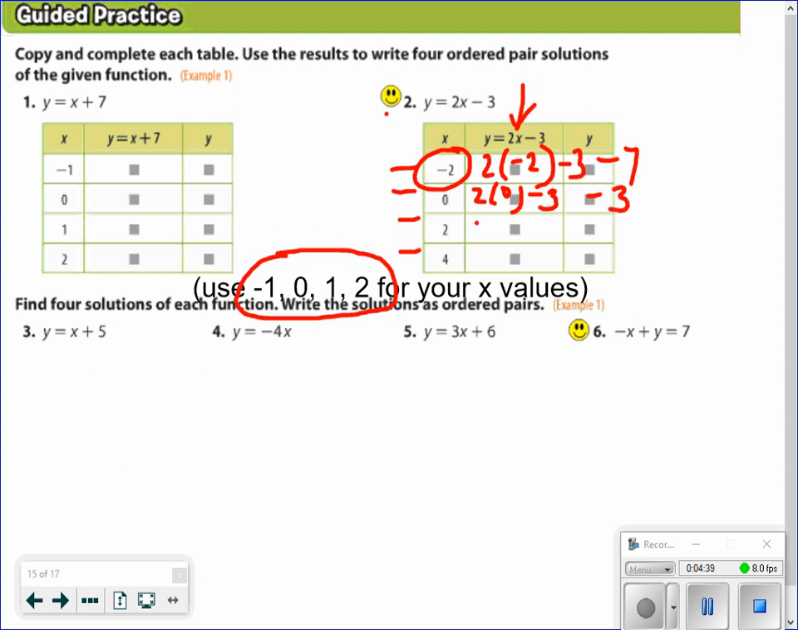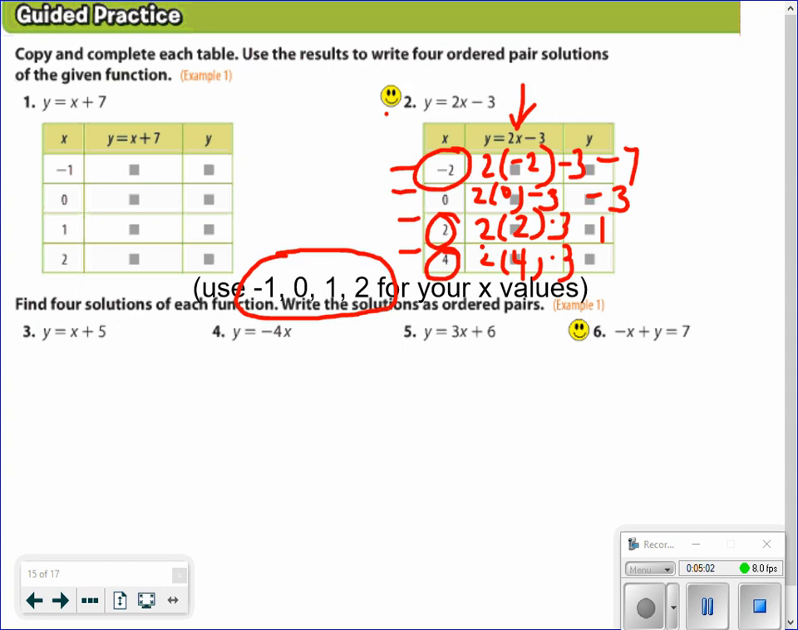2 times, now I'm going to take this x value again, plug it in here, 2 minus 3. So 2 times 2 is 4, minus the 3 is 1. And now we're going to place this x value of 4. So 2 times 4 minus 3.